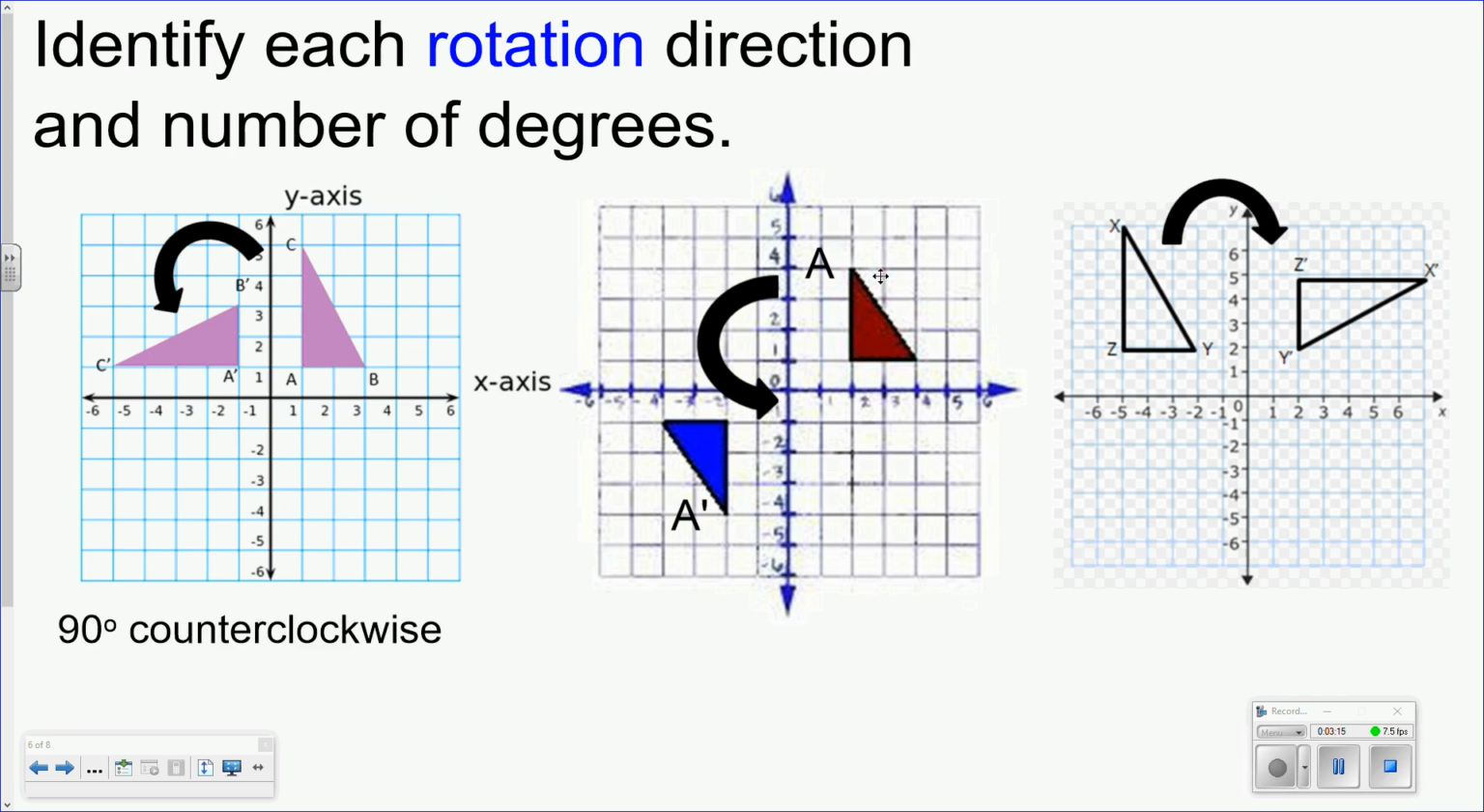Look here at A, and then down at A prime. So it's a turn, and it was at 12 o'clock, and now it's at 6 o'clock. So that's a 180 degree rotation. That's a half a circle. This one doesn't matter if it's clockwise or counterclockwise because it's going to end up the same place. All right, we start here at X, and we look at X prime. So X is at 12 o'clock, X prime is at 3 o'clock, so that is a clockwise rotation by 90 degrees.